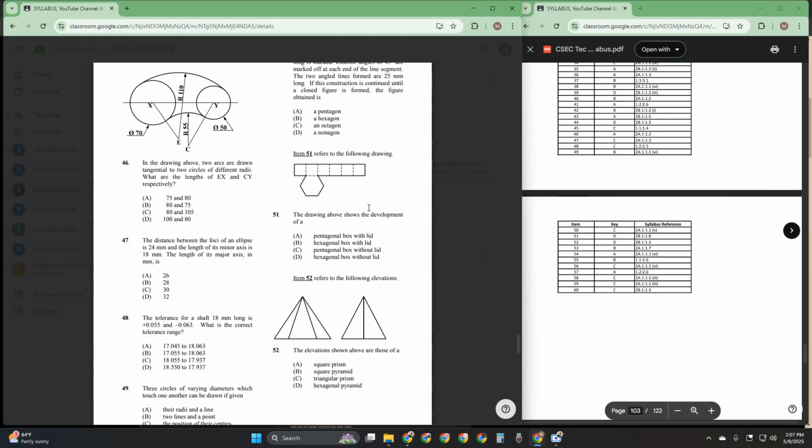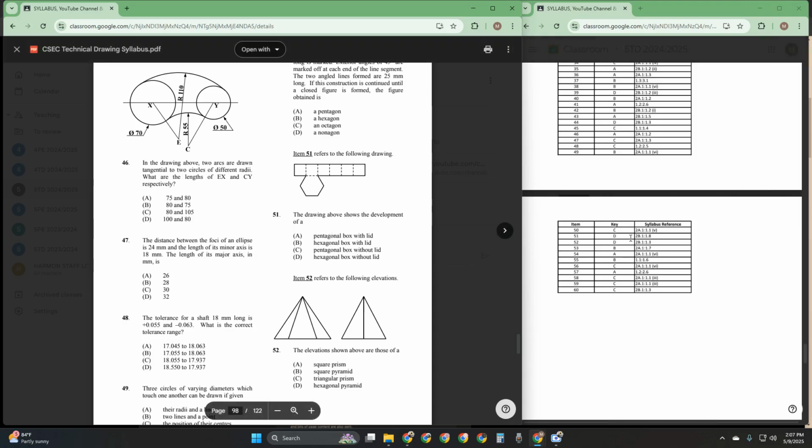51. The drawing above shows the development of a... So this is the drawing here. It's a pentagonal box with a lid. How many sides are there? 1, 2, 3, 4, 5, 6. It has 6 sides. A hexagonal box with a lid, a pentagonal box with a lid, or a hexagonal box without a lid? Good question. Number 51, they say it is D.